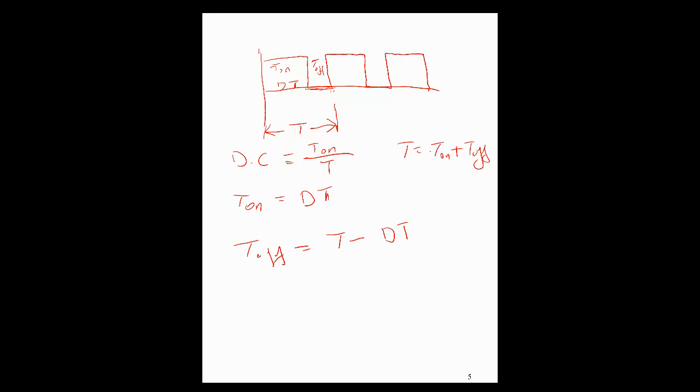Right, we just rearrange this expression, right? T equals T on plus T off. What is T off? T minus T on, and T on is equal to D times T. So I can factor out my T, and that's 1 minus D. So in this region, where we have T off, I can write it as T into 1 minus D. All right, I'll be using this a lot. Make sure I review it.